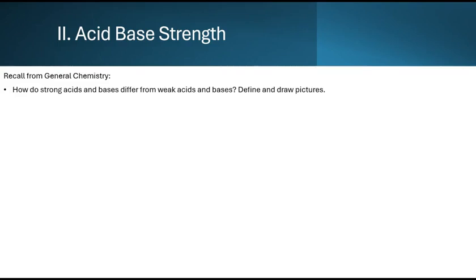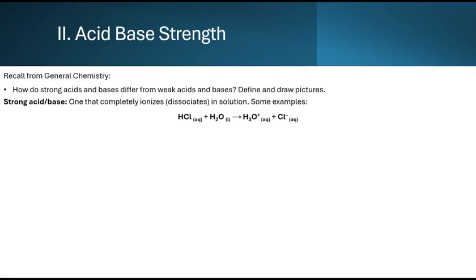2. Acid-base strength. Recall from general chemistry, how do strong acids and bases differ from weak acids and weak bases? Let's define and draw a picture. Strong acids: one that completely ionizes or dissociates in solution. Some examples include hydrochloric acid in water that will form hydronium and the chloride ion in water.